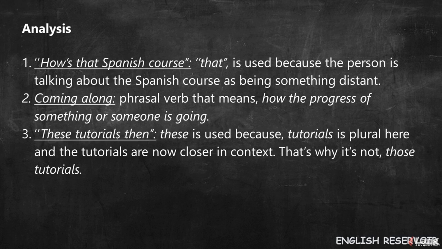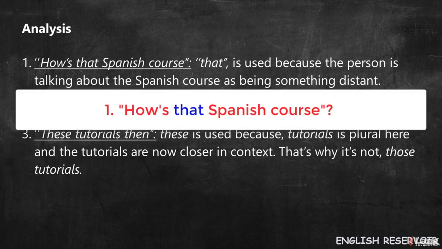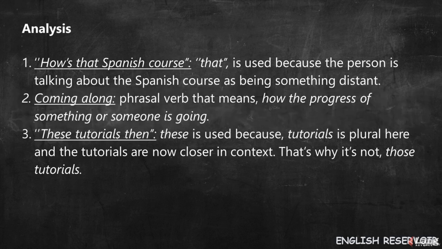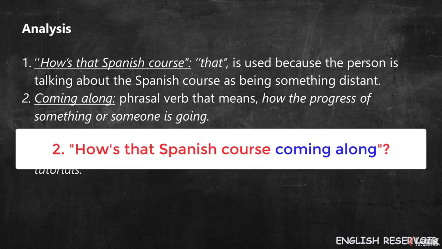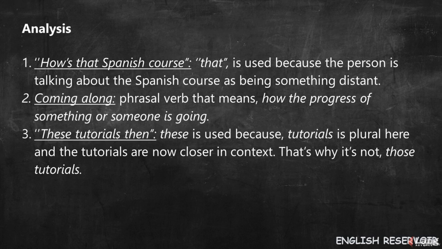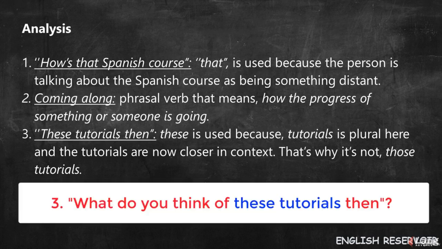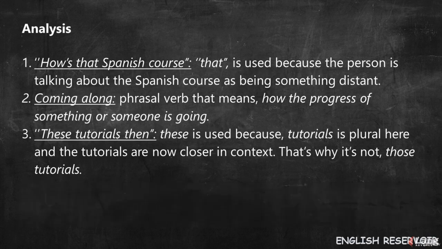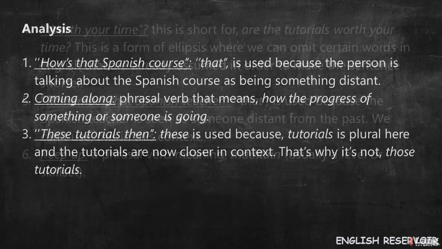Analysis. 1. How's that Spanish course? That is used because the person is talking about the Spanish course as being something distant. 2. Coming along. Phrasal verb that means how the progress of something or someone is going. 3. These tutorials then. These is used because tutorials is plural here, and the tutorials are now closer in context. That's why it's not those tutorials.